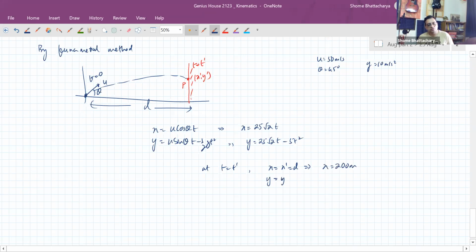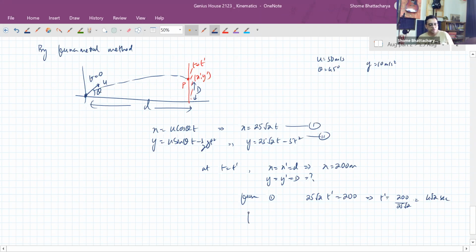And y is equal to y prime, which is capital D. And that is what we want to find out. So from equation 1, we would have found out the time. 25 root 2 into t prime is equal to d, which is 200 meters. So this time would have been 200 divided by 25 root 2. So that is how much? 8 by root 2. So that is 4 root 2 seconds. Right. My calculation is correct? Yeah.